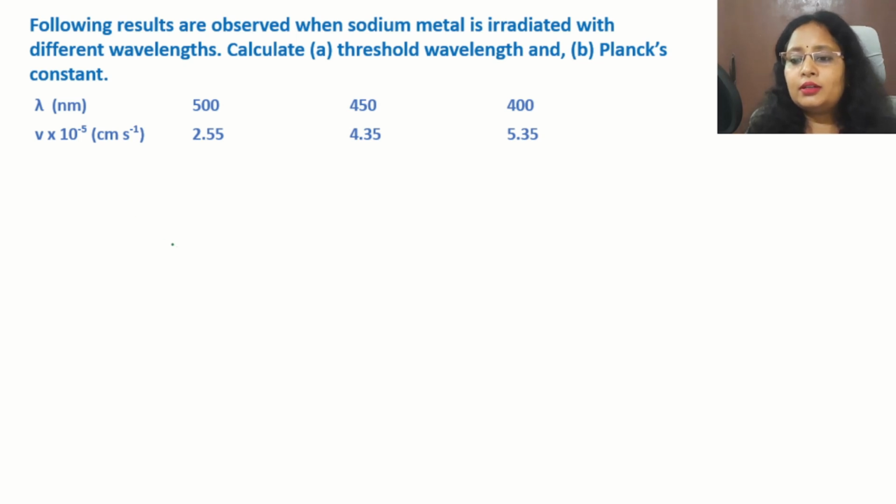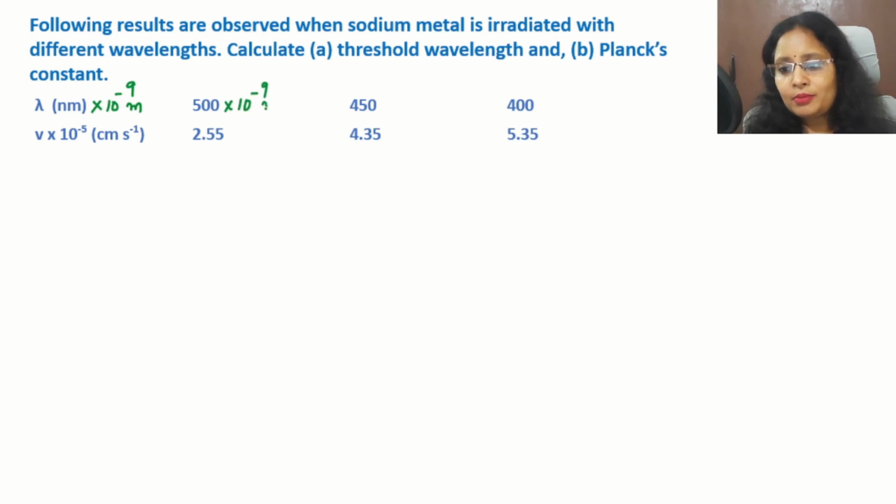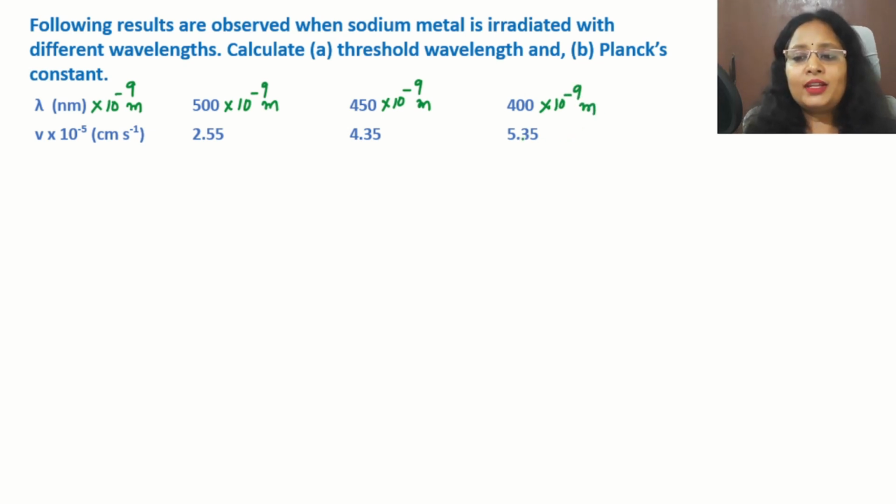So here they gave wavelength in nanometer. Now we convert this nanometer into meters. How? 1 nanometer is equal to 10 to the power minus 9 meter. So we will multiply nanometer with 10 to the power minus 9 meter. So same we will do. 500 nanometer is equal to 500 into 10 to the power minus 9 meter. 450 nanometer, 450 into 10 to the power minus 9 meter. 400 into 10 to the power minus 9 meter. So these are the wavelengths in meter.